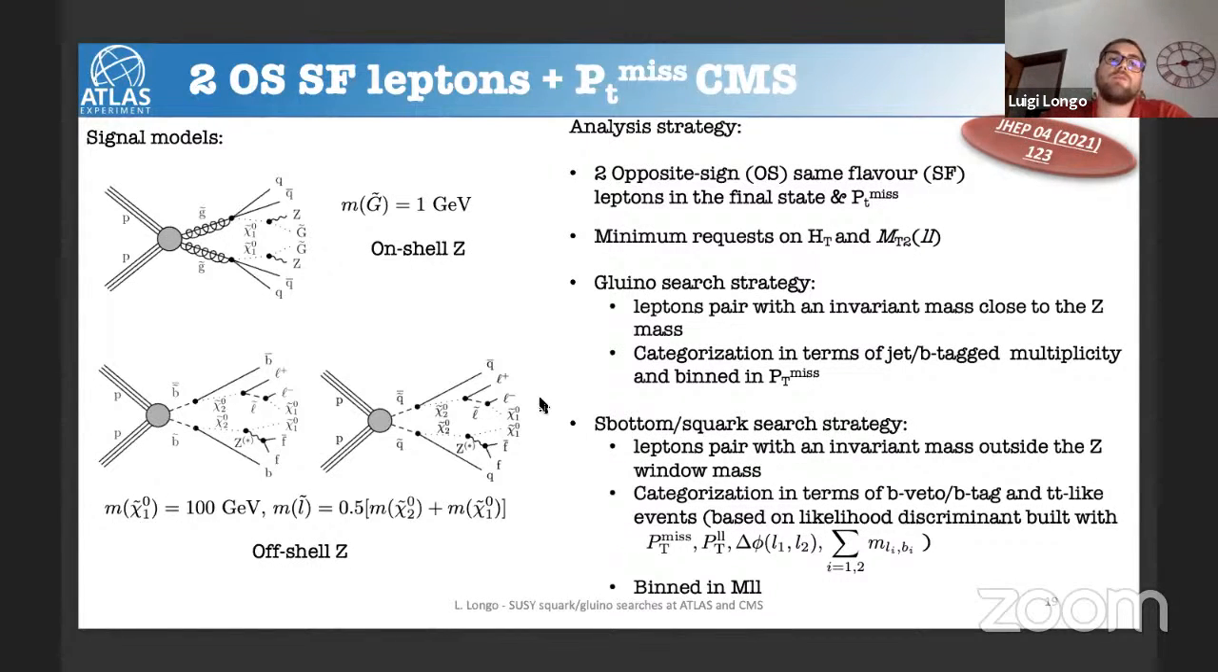As we have two different signal models, where one could have an on-shell Z or an off-shell Z, two different approaches have been followed. For the gluino search, the lepton pairs with invariant mass close to the Z mass have been selected, and the categorization was based on jet and b-jet multiplicity and was binned in PT miss. For the boson-score search, instead, the lepton pairs were selected with invariant mass outside the Z mass window. There was a categorization in terms of b-veto, b-jet, and also TT-like events. A discriminant was constructed so it was able to distinguish between TT-like and non-TT-like events. In this case, the final signal was binned in MLL.